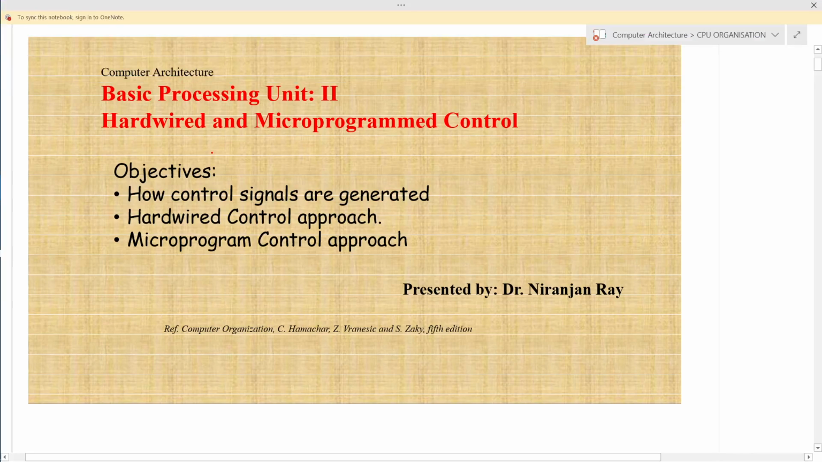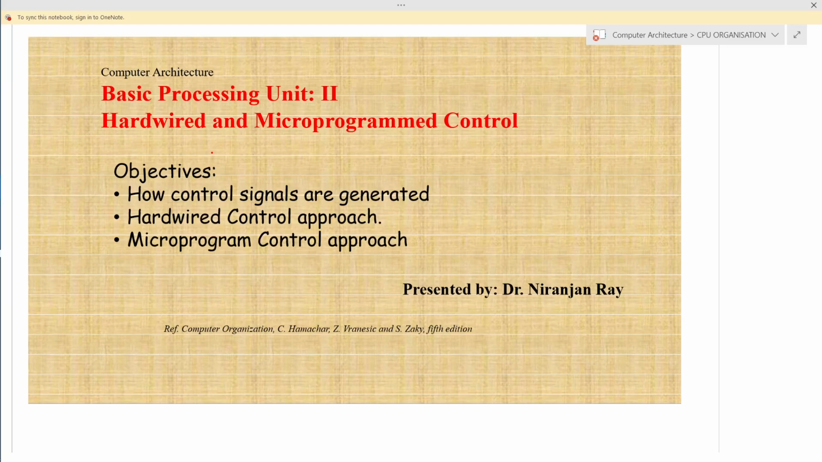We have to discuss today the hardware control unit and microprogram control unit. Basically, these units are used to generate the control signals. So when the CPU executes an instruction, different control signals are required, and these control signals need to be generated properly so that execution can be done and the result can be obtained.